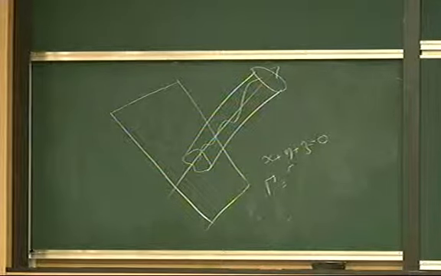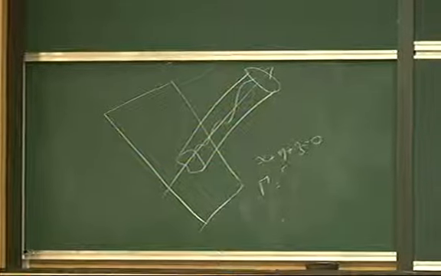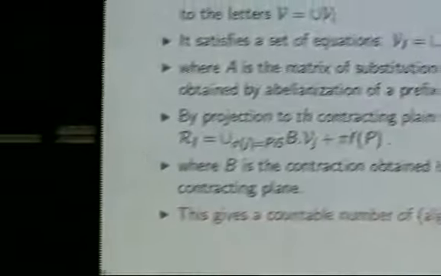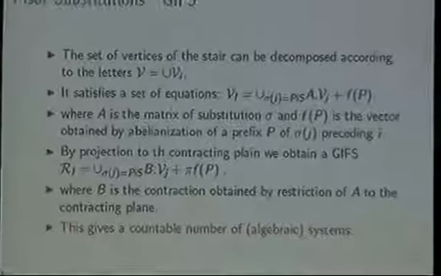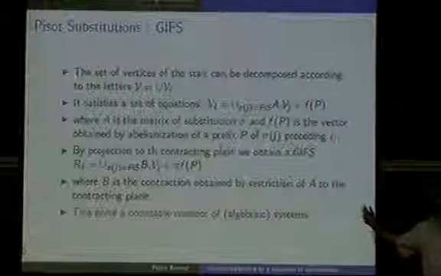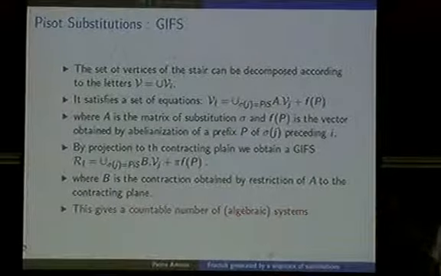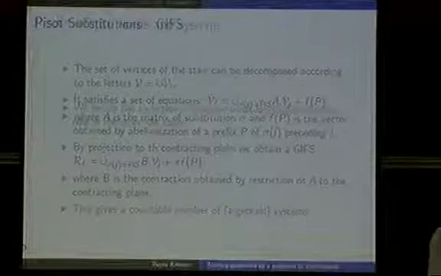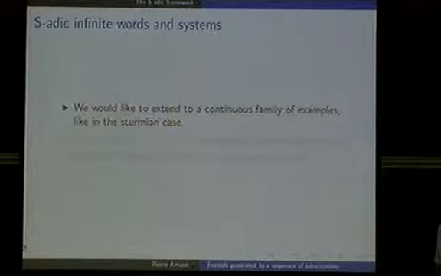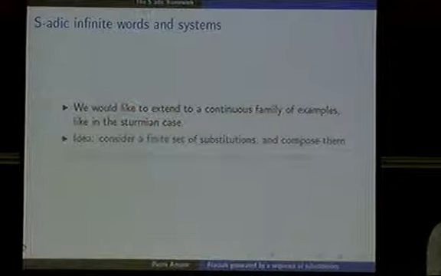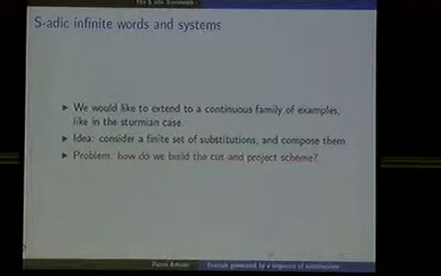What interests me more is that in this way, for every Pisot substitution, we get a nice system, but this only gives a countable number of systems, because this is given by integral condition. We get, in fact, only algebraic systems. With the Sturmian, with the very basic Sturmian example, we have already many more examples. So I would like to go in this direction. So I would like to make a continuous family of substitutions.